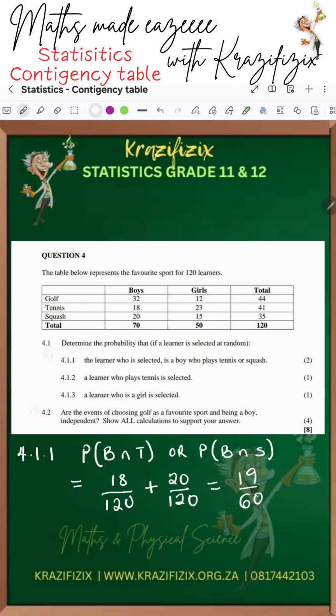That's very, very important. Always simplify. I hope that is okay with everyone. So that's the first one. Remember, it's a probability, so you must always work out your probability. You can leave it as a fraction or a decimal if you want to.